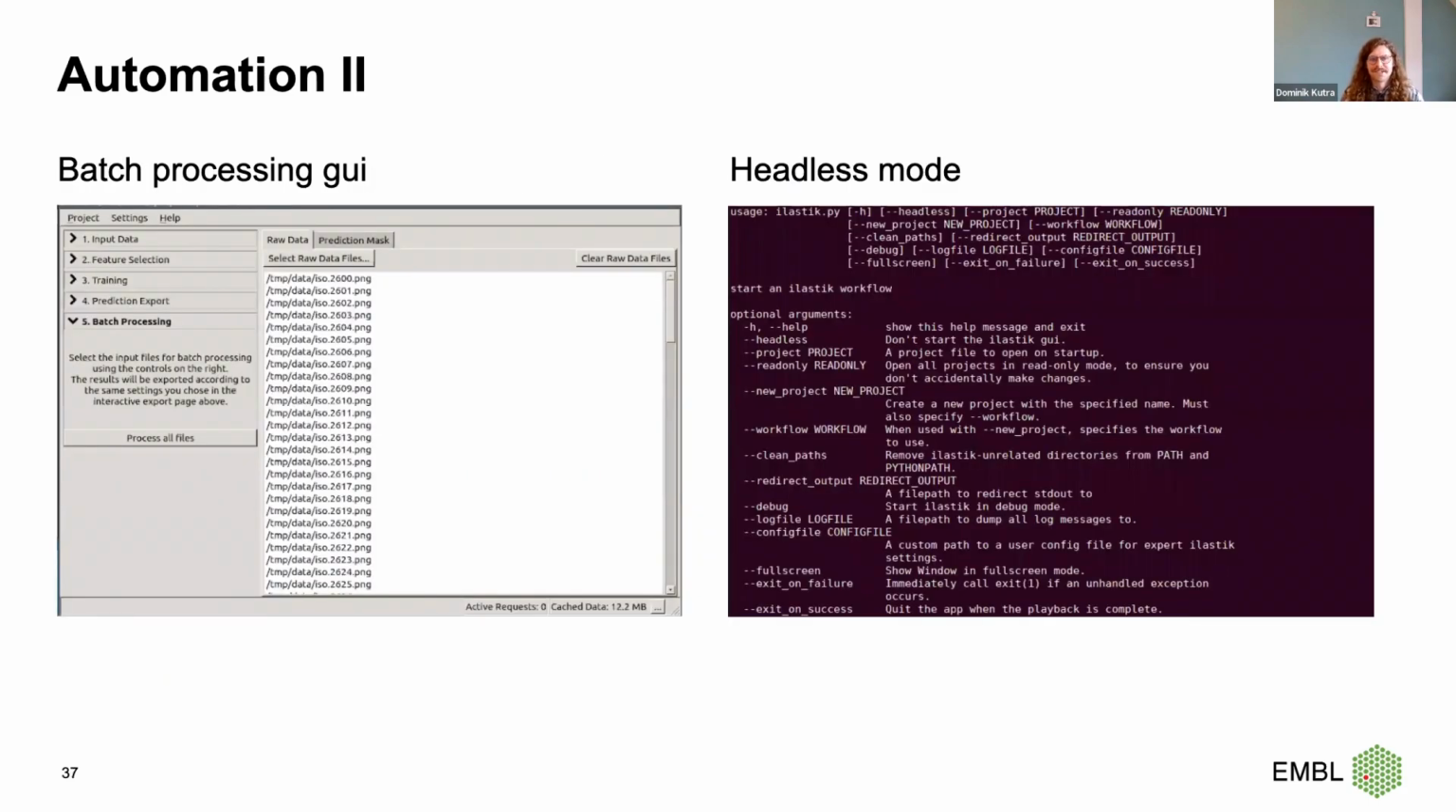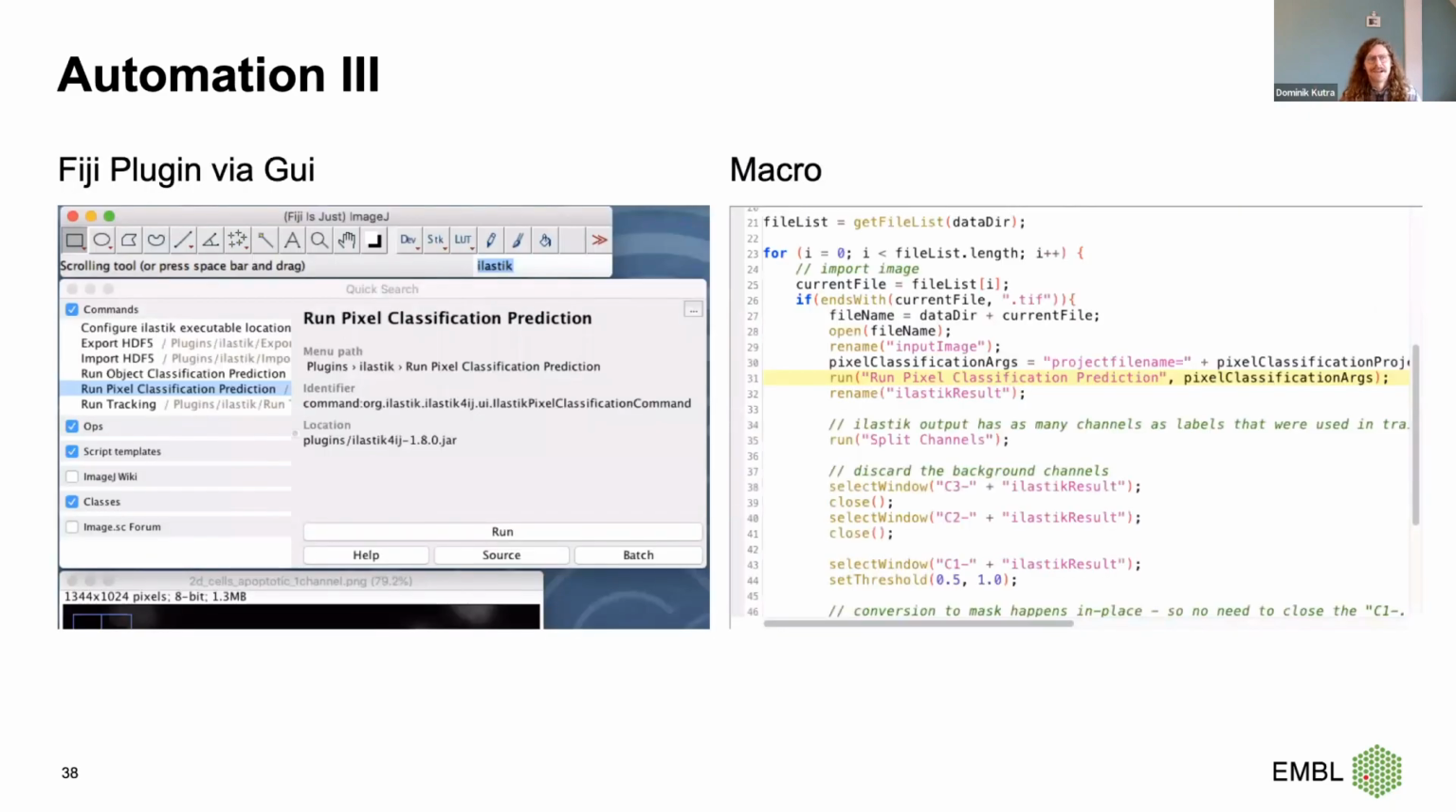Then there's also a batch processing UI in Ilastik itself, so you can drag and drop as many images as you want and process them with your trained classifier. There's the headless mode for more control over this whole process, and also if you want to run on servers that don't have a graphical user interface. There's a plugin for Fiji that, most importantly, allows you to import and export results in our preferred format, HDF5. Everything is macro recordable, and you can also run pre-trained workflows there.